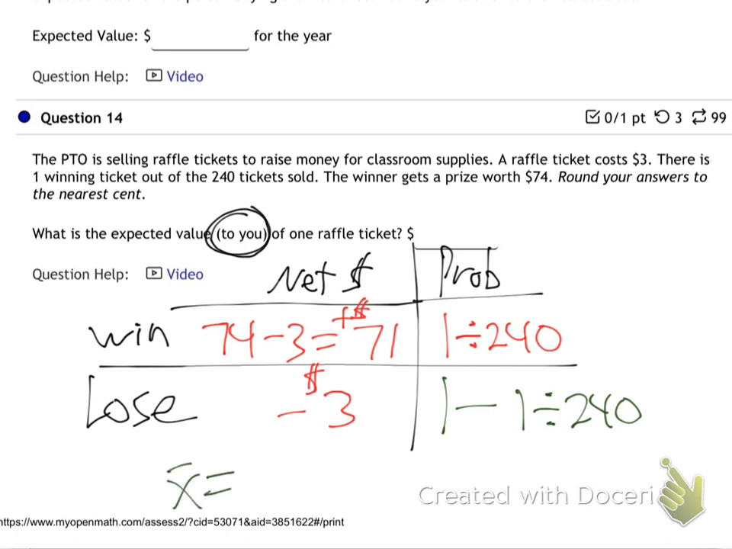X bar, the average expected value is going to be something negative, like negative $2 and something. $2.69. On average, we're losing $2.69 when we buy that ticket. It's a little bit funny on this kind of problem because there's no way to lose $2.69. You either win big or you lose $3. But on average, people will lose $2.69. Is that making sense? We good there?